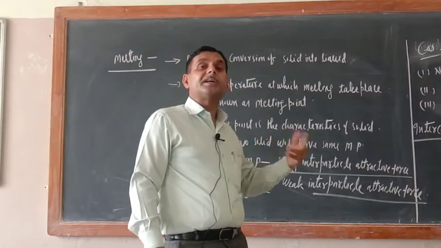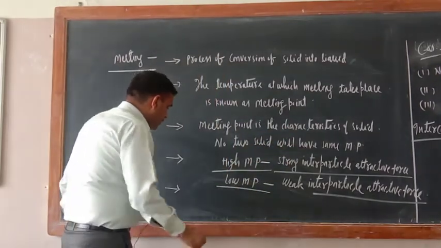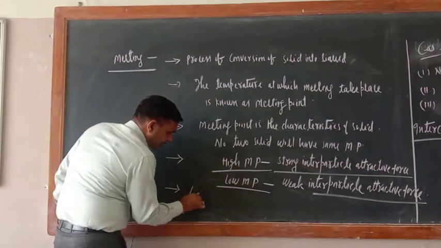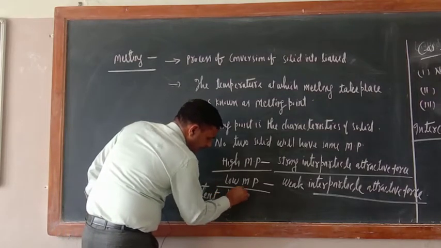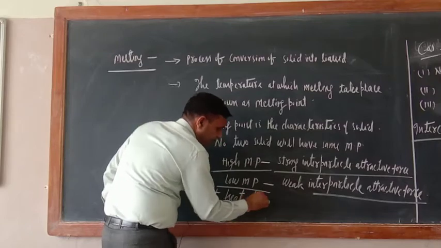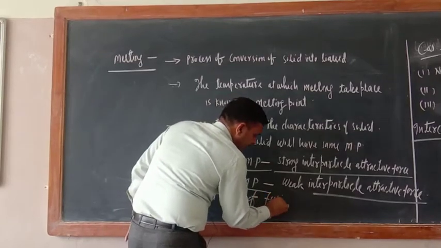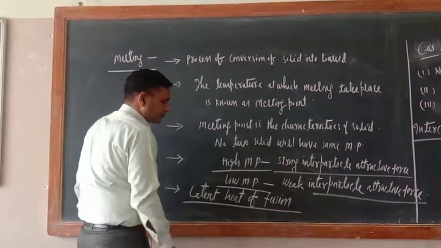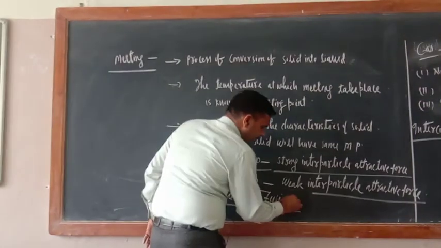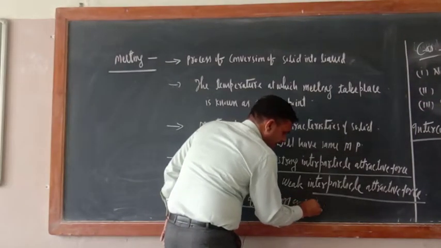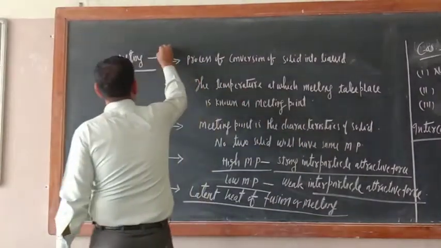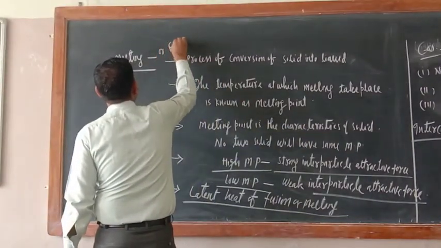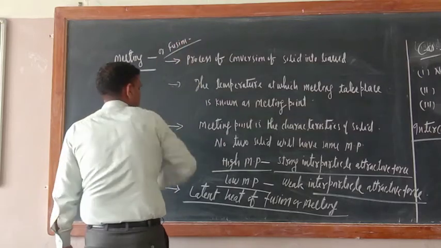Latent means hidden. So here a new term arises. What is this one? Latent heat of fusion. Fusion, or you can write here melting. Melting is also known as fusion. Here you can write fusion also, F-U-S-I-O-N, fusion.